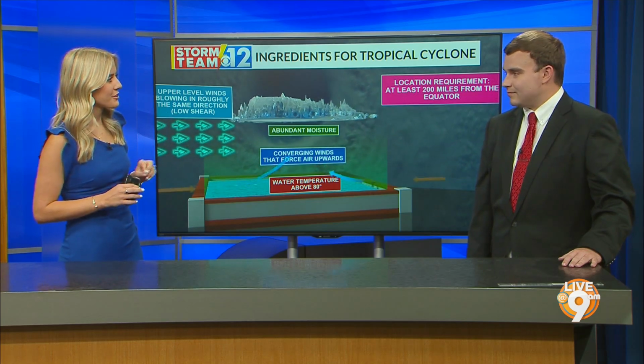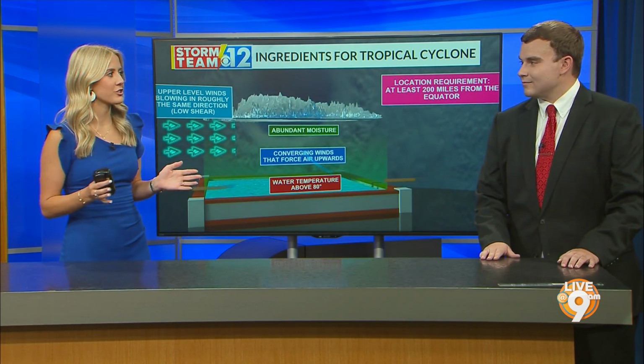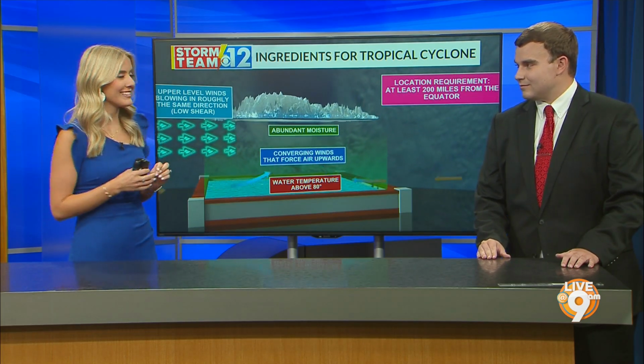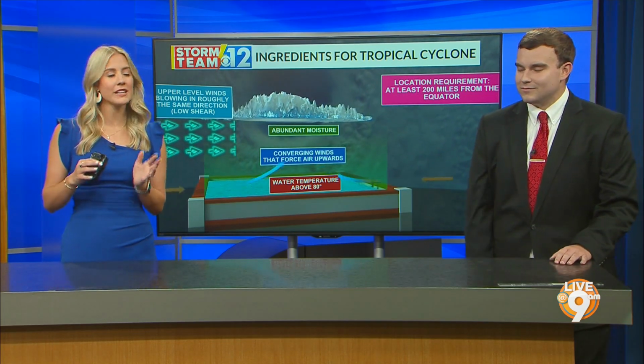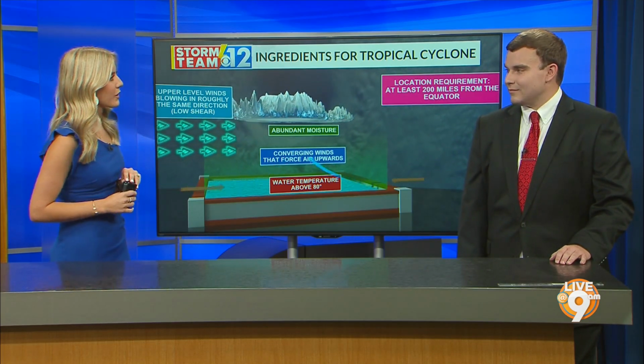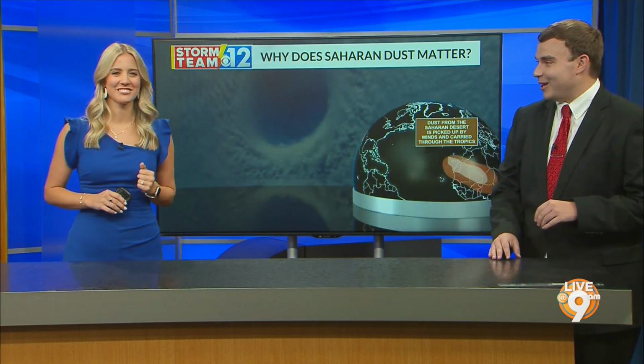Right. But another thing, Austin, this is a fun fact, that hurricanes and tropical cyclones actually cannot form at the equator. So another ingredient necessary for that to form is it has to be at least 200 miles away from the equator. And that's in order for it to spin. And we'll talk about why we want 200 miles away a little later.